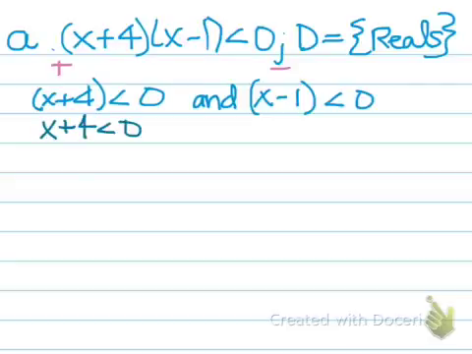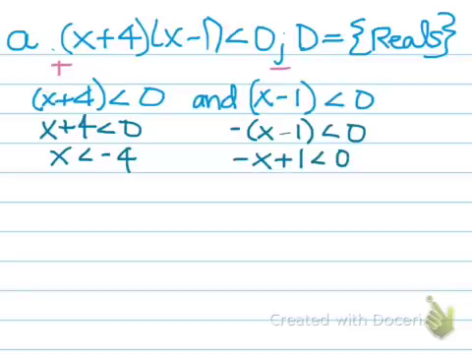Okay, so x plus 4 is less than 0. Subtract 4 from both sides, we get x is less than negative 4. Go over to the other side. Negative x minus 1 is less than 0. Distribute the negative sign. And we get negative x plus 1 is less than 0. Subtract 1 from both sides. And we get negative x is less than negative 1. The last step is divide both sides by negative 1 and switch the sign. So we get x is greater than 1.